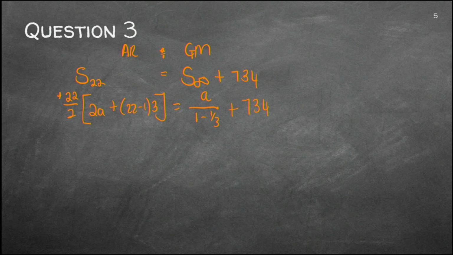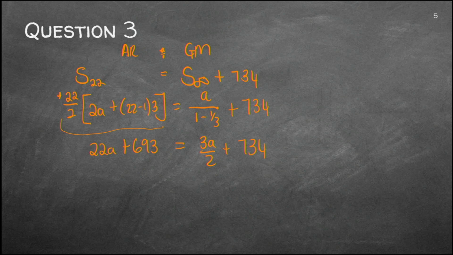Now I need to simplify a bit. So if I were to multiply on the left-hand side and simplify as far as possible, we would end with 22a plus 693 equal to, and on this side I would actually get 3a over 2 plus 734.